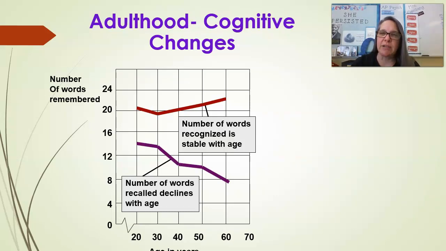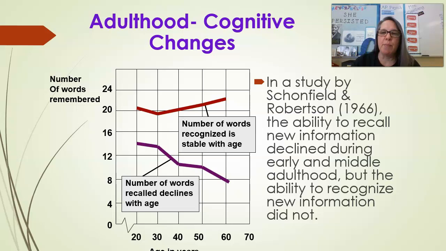Memory, say cognitive changes. The number of words recalled goes down. Again, we start to see that decrease around 30 and then another jump again after 40. But the number of words that we recognize goes up a little bit, just a little bit, but goes up. And this is just our ability to remember words that we've encountered before. So the ability to recall new information declined during early and middle adulthood, but the ability to recognize new information did not decline.